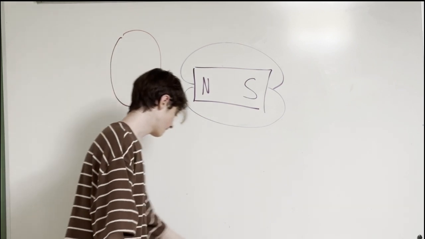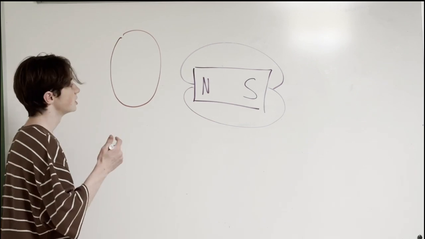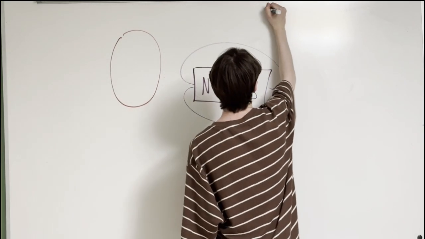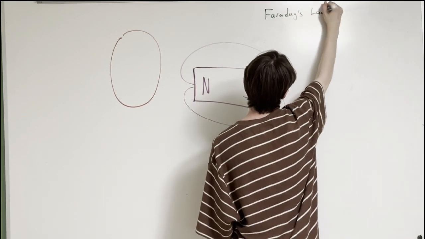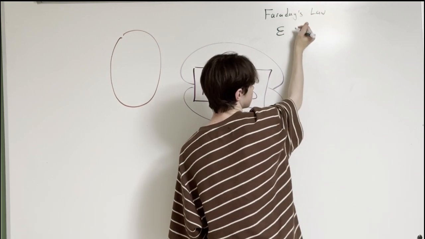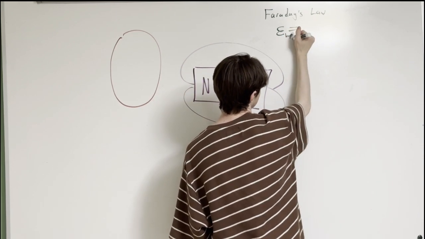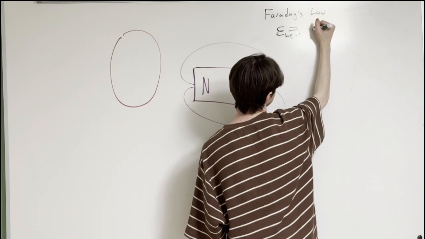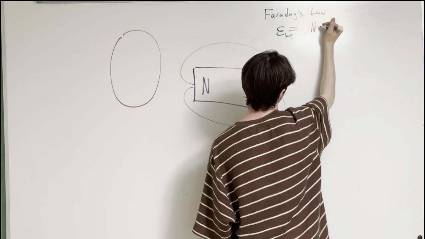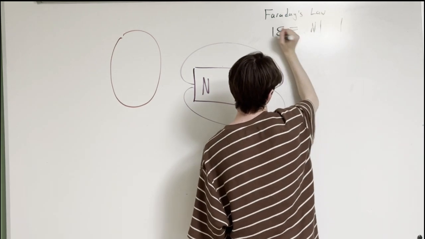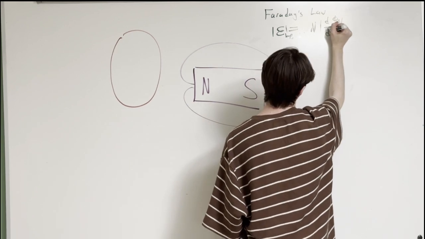So essentially, there's a formula, which is Faraday's law, that states that the induced electromotive force in a loop is equal to the number of loops times the absolute value of the derivative, I guess this is all absolute values, of the magnetic flux with respect to time.